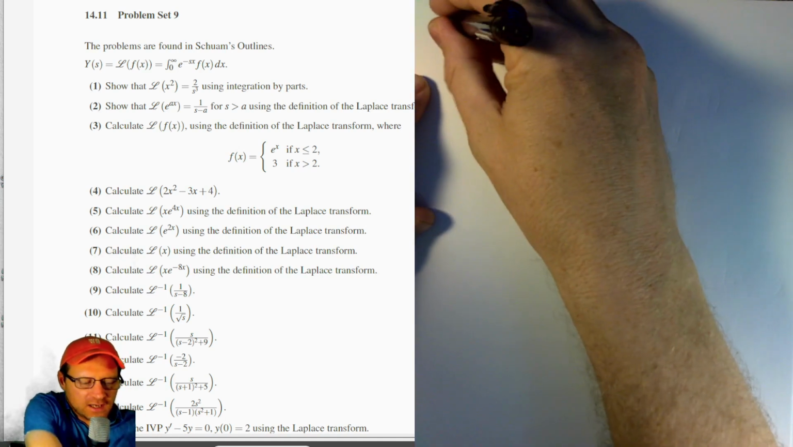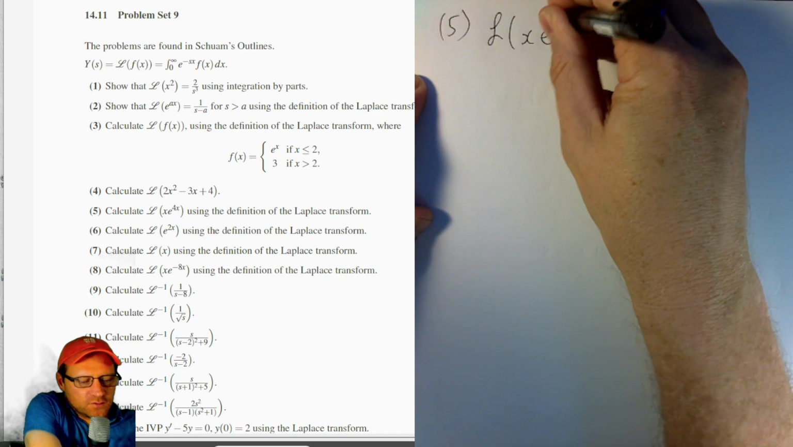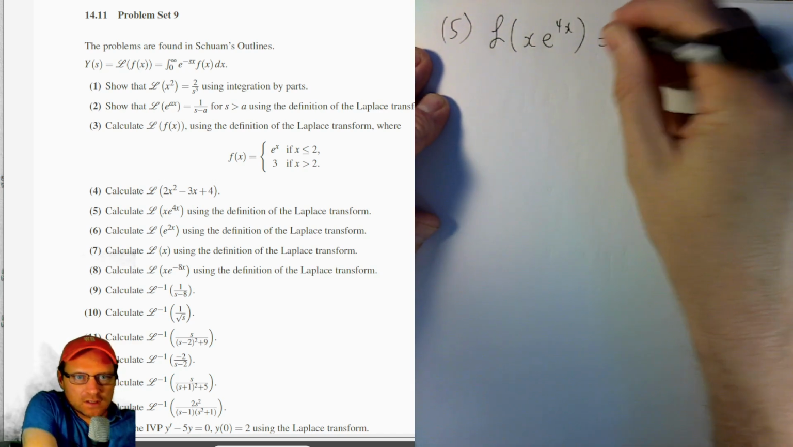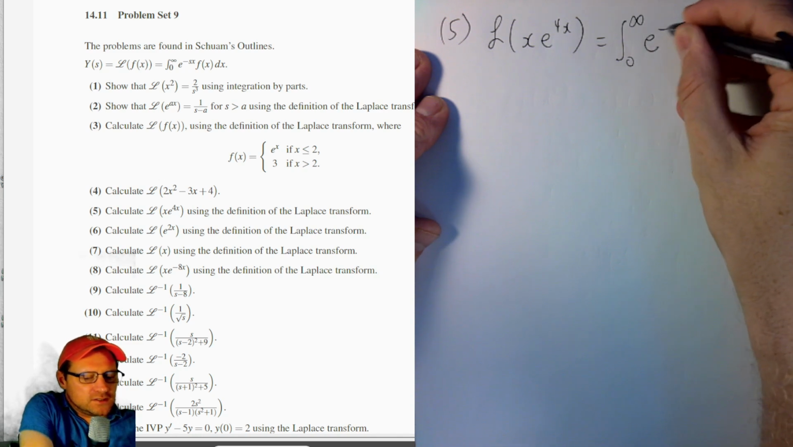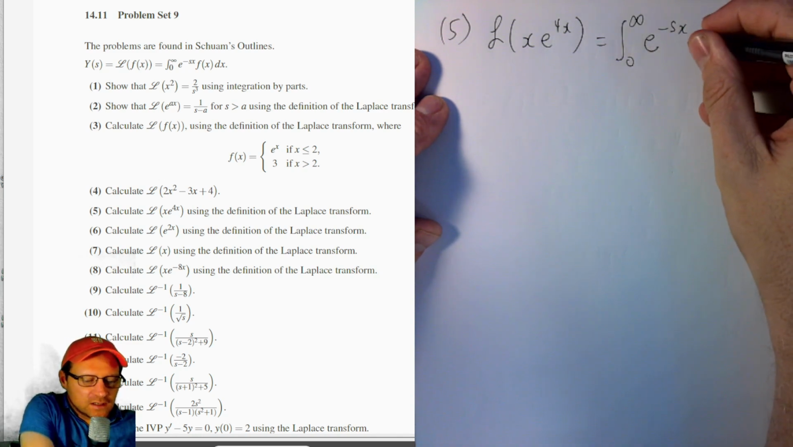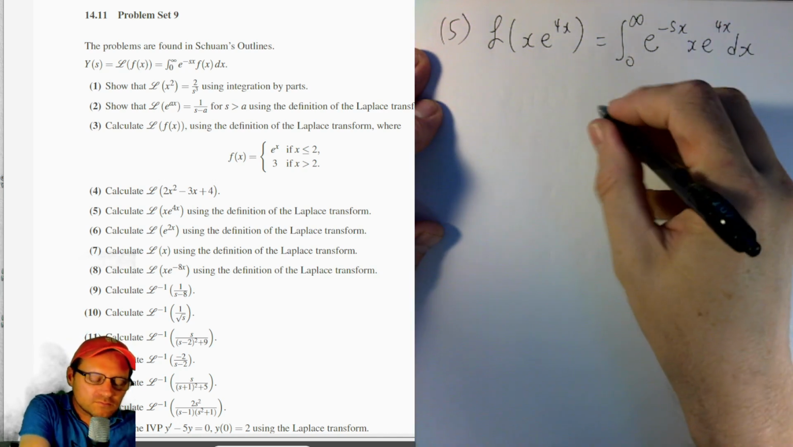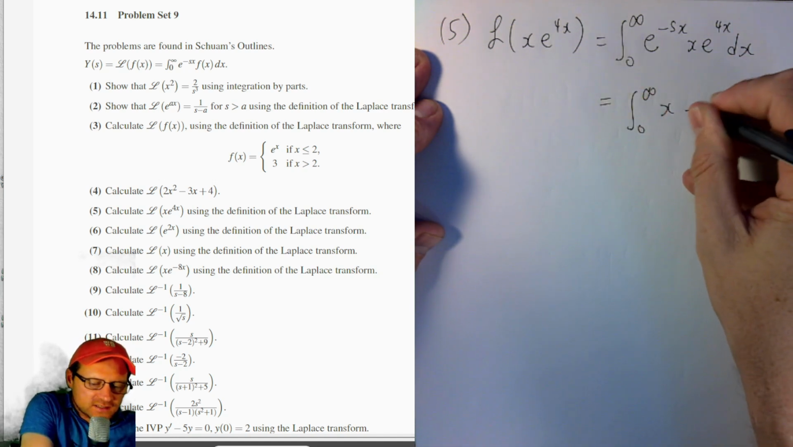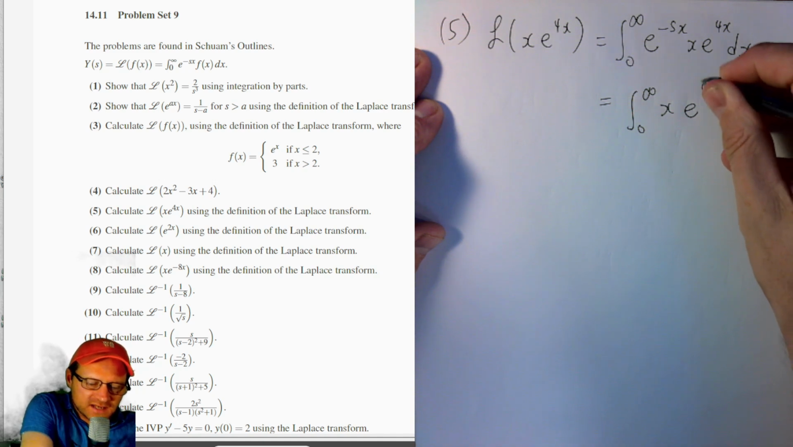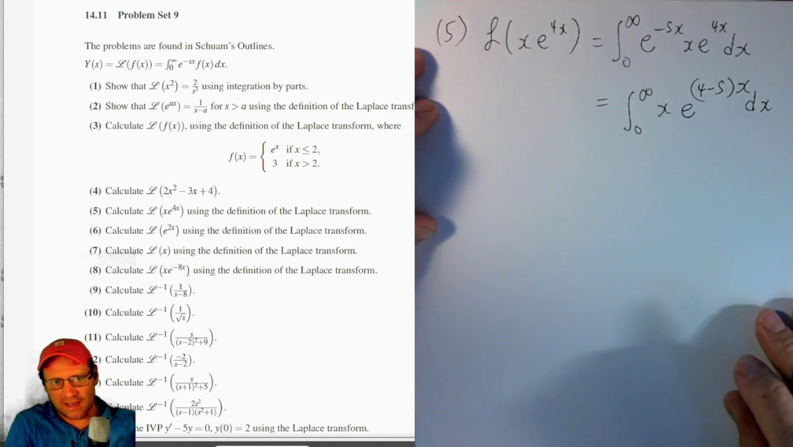Okay, question 5. Take the Laplace transform of x e to the 4x using the definition. And so that's the integral from 0 to infinity of e to the minus sx times x e to the 4x with respect to x. So we have the integral from 0 to infinity of x e to the power of 4 minus s, all in brackets times x, integrated with respect to x.